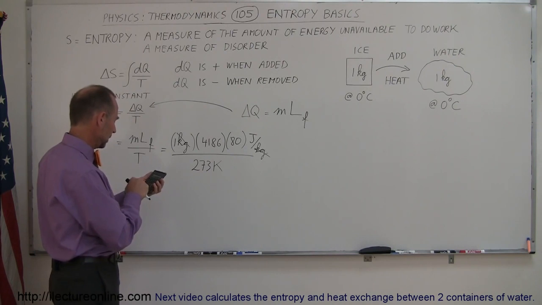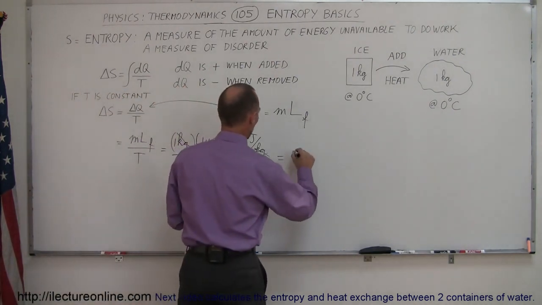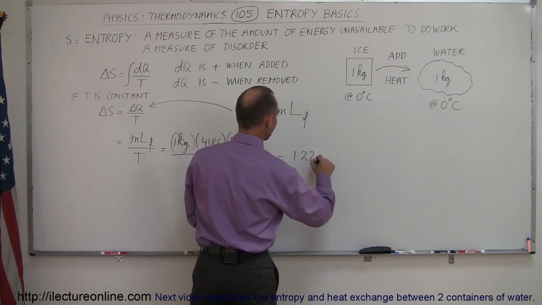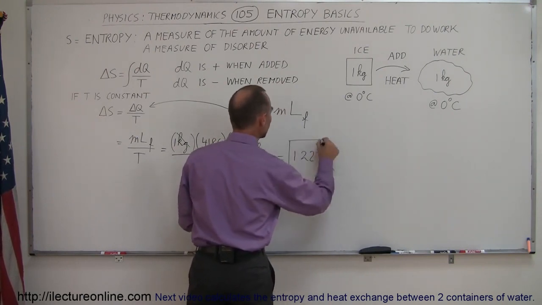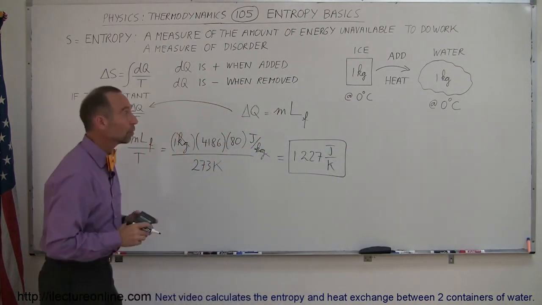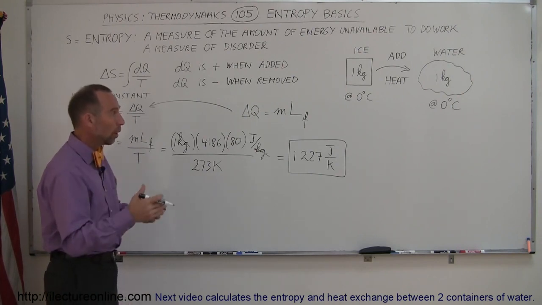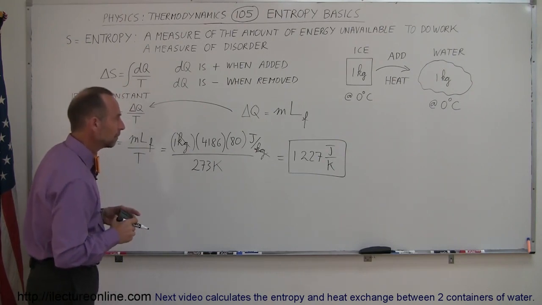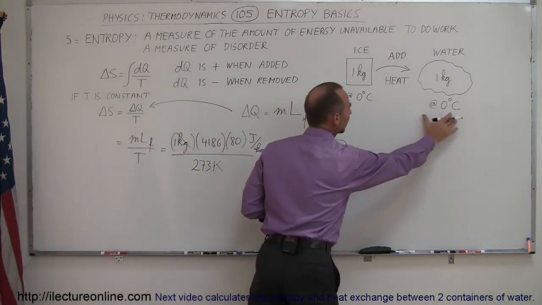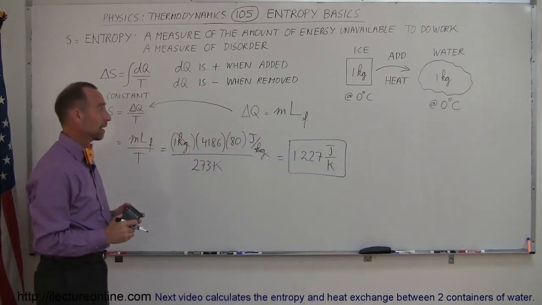All right, now let's calculate what that is. We have 4186 times 80, and we divide that by 273, and we're left with 1,227 joules per Kelvin. And that would be the change in the entropy of that ice when it turns into water. And once that happens, now it takes effort to take water and turn it back into ice, meaning that we now have a state where the entropy is greater, and it's greater by this quantity. And that's how you deal with entropy in thermodynamics.